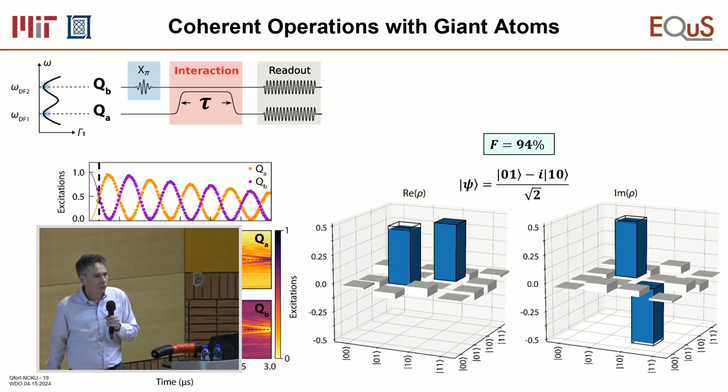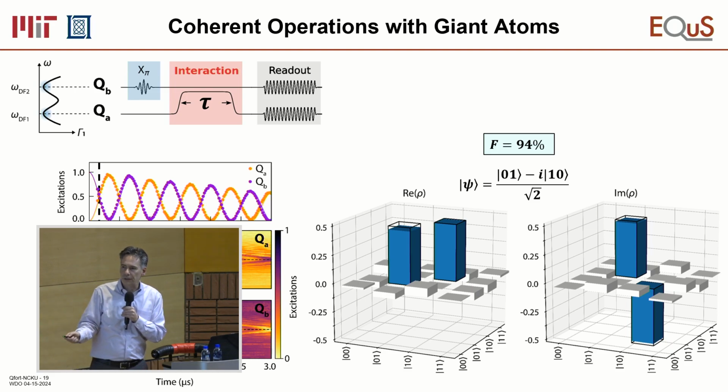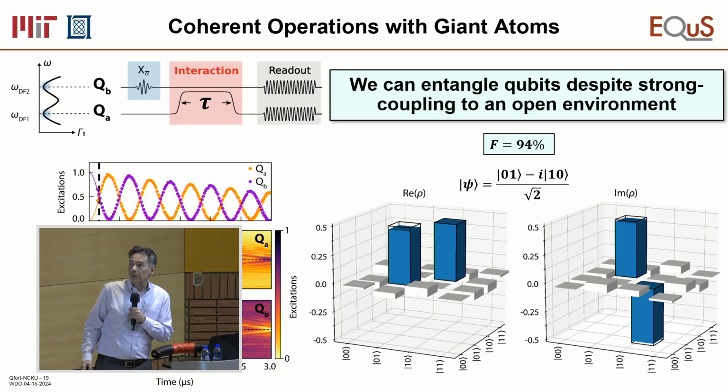Now, that's not a world record by any means for superconducting qubits. We can do this with more than 99% fidelity under very controlled situations. But remember, these 2 qubits are very strongly coupled to an open environment. They would decay at a rate of 10 or 20 nanoseconds, very, very fast. And yet we can create this state. This process would take 100 nanoseconds or even longer. Okay, so we can entangle 2 qubits despite the strong coupling to the open environment using a giant atom approach.